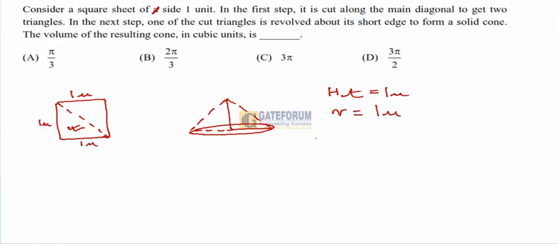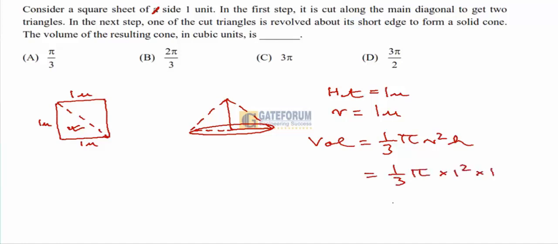So we know that the volume of a cone is given by 1/3 pi r square h. So let us put down the values. 1/3 pi, r is 1 square and h is also 1. So the value is pi by 3. That's the volume of the cone. So E fits the bill. Right. This was simple.